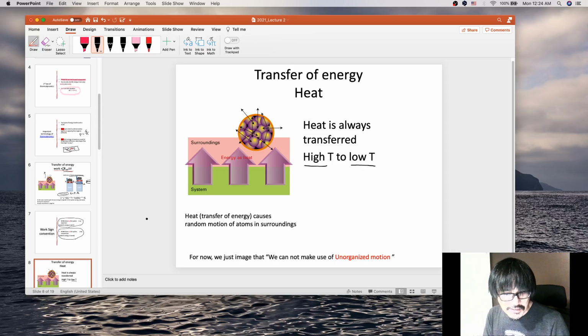So from an engineering point of view, you want to avoid heat as much as possible. You want to create more work, or do the transfer of energy by work, not heat, right?